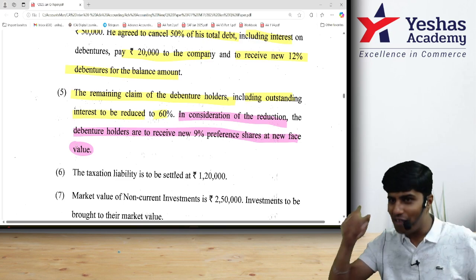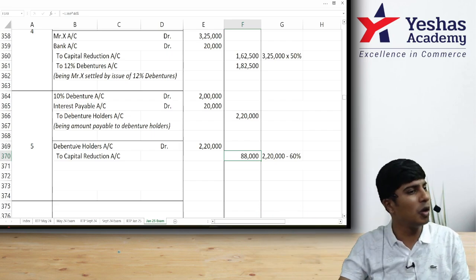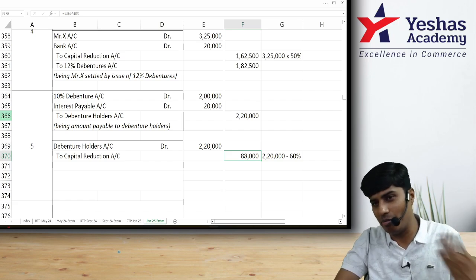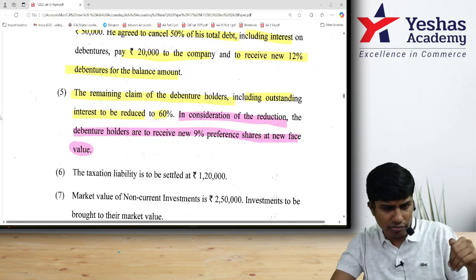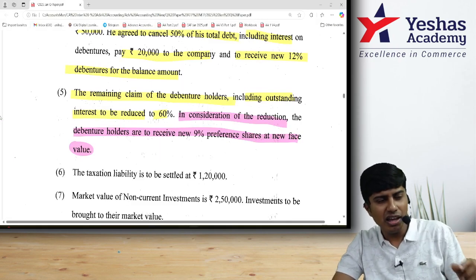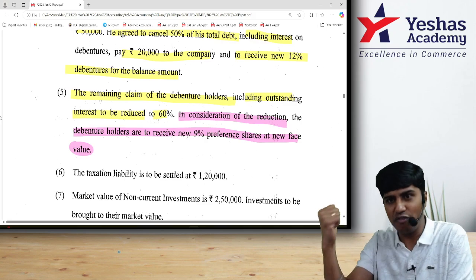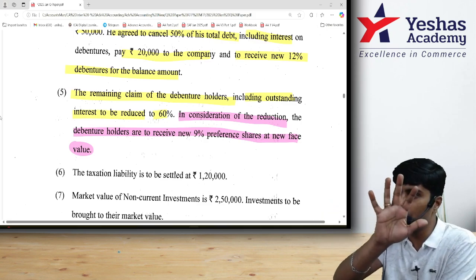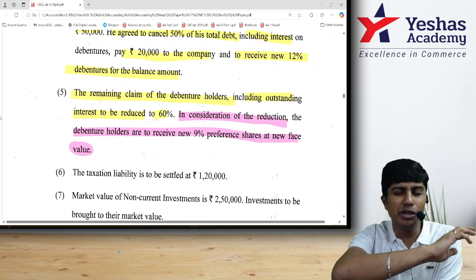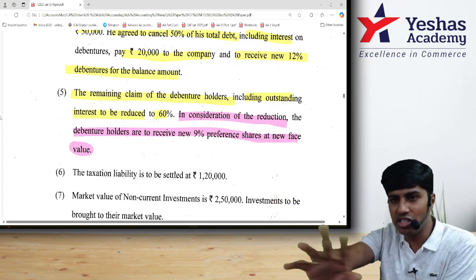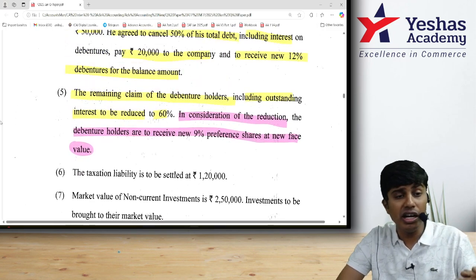Are you getting it? However, if I go with the balance amount, 220 minus 88, I'll get a whole number. So that is one strong reason why I'm assuming that it is reduced to 60, and for the balance amount we are settling it by preference shares. And after this journal entry for adjustment number 5, if I prepare the balance sheet for this company, there will be no traces of debenture holders, debentures or outstanding interest.